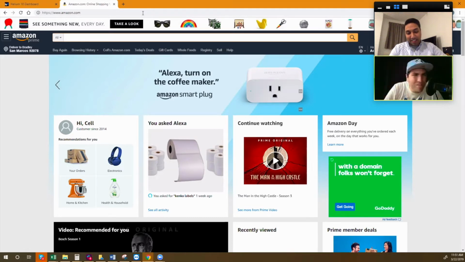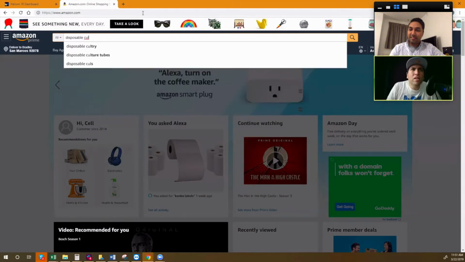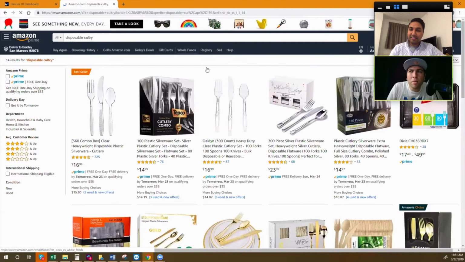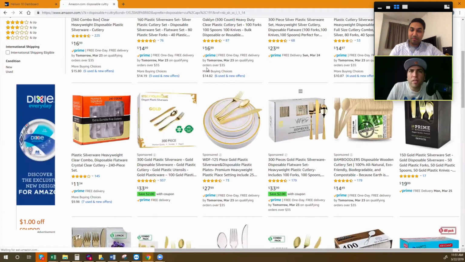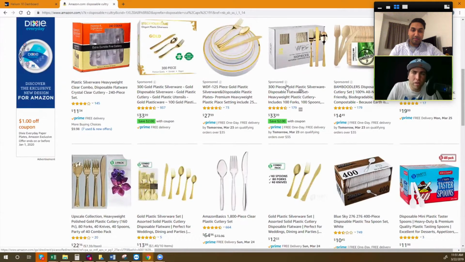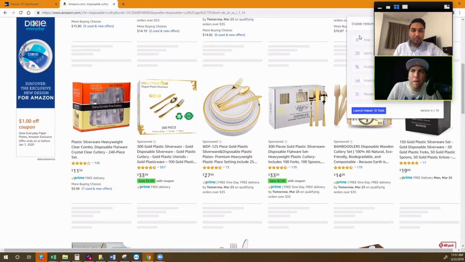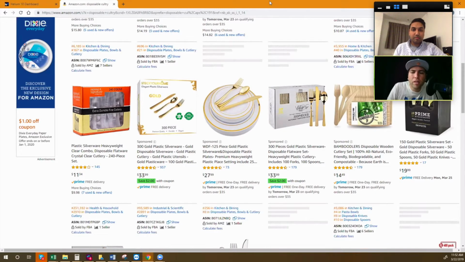Let's go with disposable cutlery. I'm assuming this is the right spelling. Okay, wow, this is a pretty big category. Let's just take a look. Is this what you're thinking about? Yeah, products like this. All right, let me just look for one that might be selling a lot. This page is going to take a little bit to open up here. Hold on.